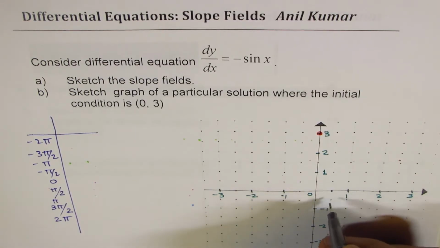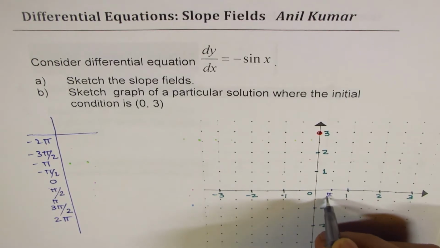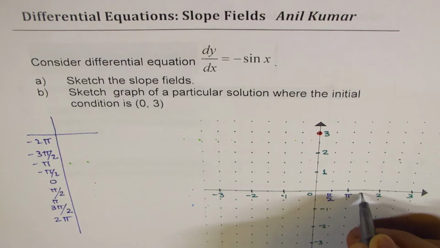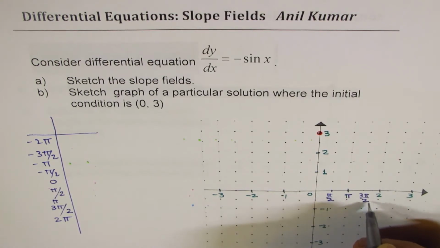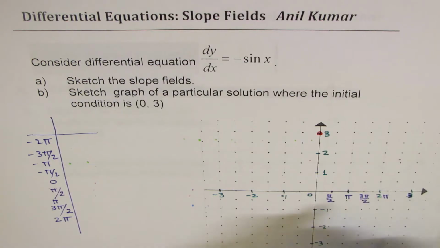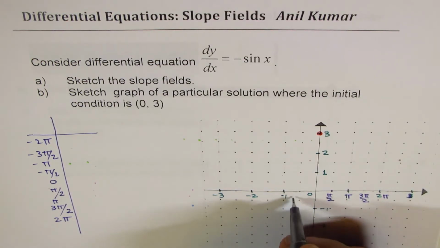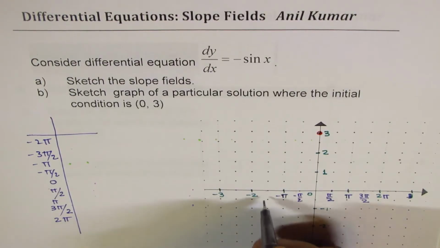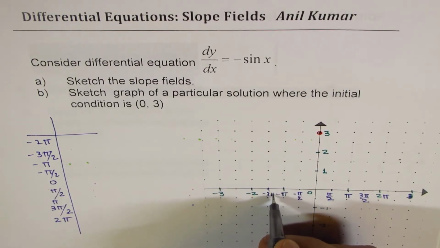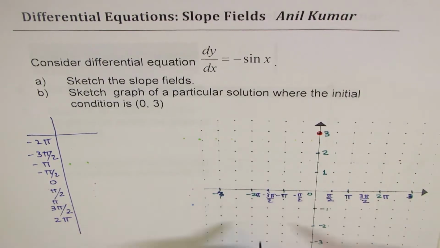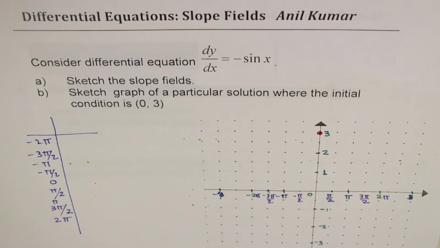So I'll just change them. This we'll call pi by 2. Then this we'll call pi. And then we have 3 pi by 2. And then we write this as 2 pi. Is it okay? So we have this as minus pi by 2, minus pi, minus 3 pi by 2, and minus 2 pi. Okay. So those are the points which we are going to consider on the x-axis.